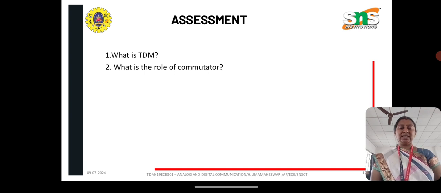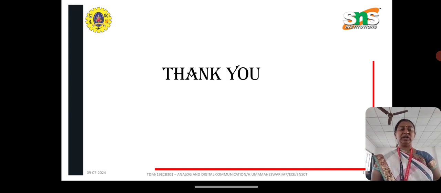Assessment: What is meant by TDM? And what is the main role of the commutator we use in the time division multiplexing block diagram?